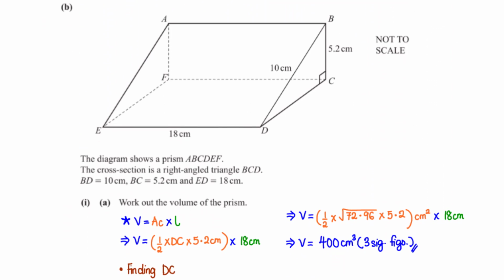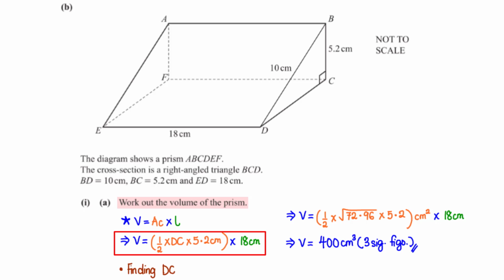The diagram shows a prism ABCDEF. The cross-section is a right-angled triangle BCD. BD is 10 centimeters, BC is 5.2 centimeters, and ED is 18 centimeters. Work out the volume of the prism. The volume of a prism is equal to its cross-sectional area times length. The length of the prism is 18 centimeters.